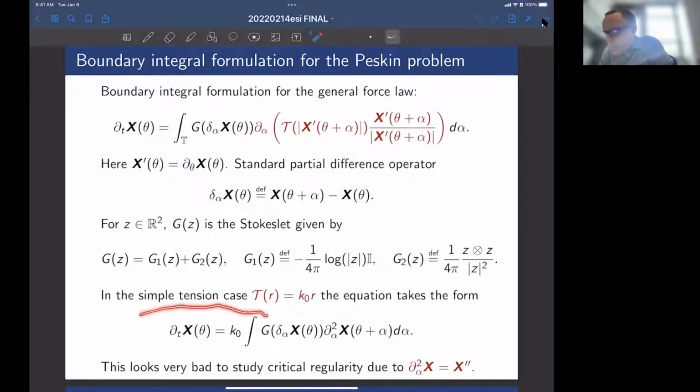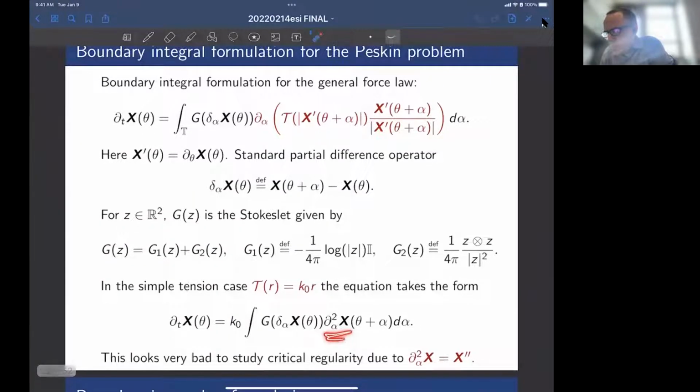In the simple tension case, where all the previous results I mentioned take place, the tension is linear. It's T of R equals K0 R, where K0 is a constant. In that case, the equation takes the form d_t x is K0 times G, partial squared alpha of x theta plus alpha, d alpha. Due to the second derivative here, this structure of the equation looks very bad to study at critical regularity because you have partial squared x, which is x double prime. So what is typically done is you integrate by parts once and put one derivative here, then you have to take a derivative of the equation, and you end up putting another derivative on G, and that makes G very singular. And if you're fortunate, you can study it.